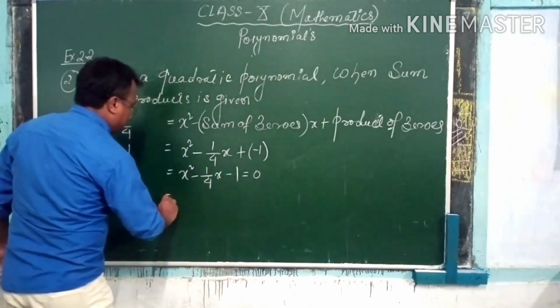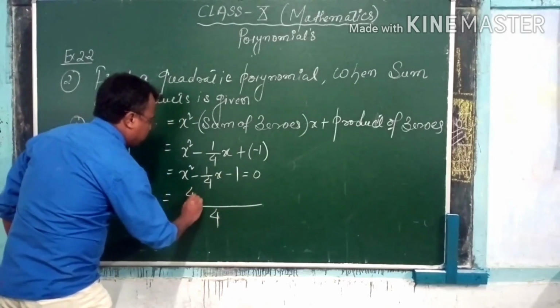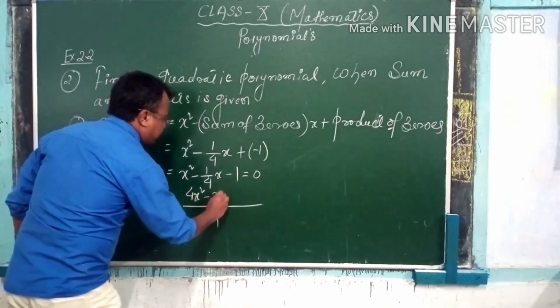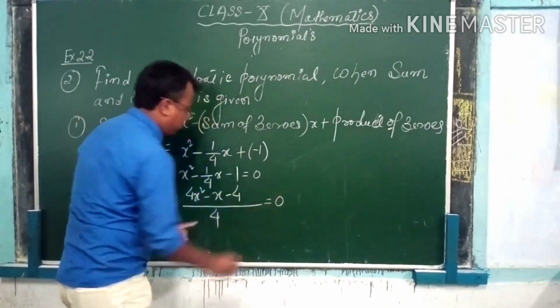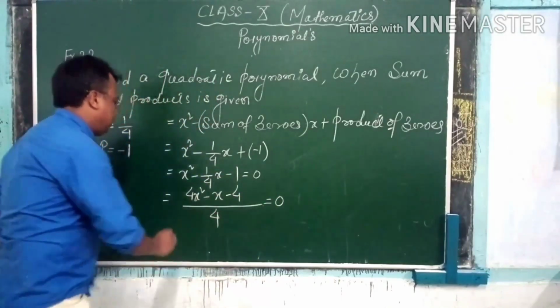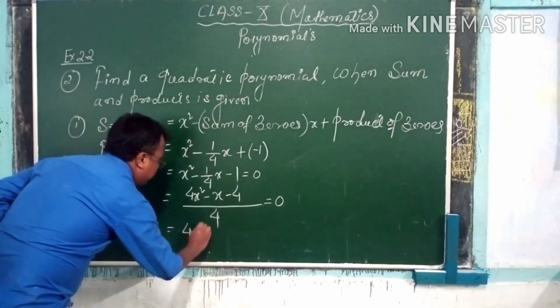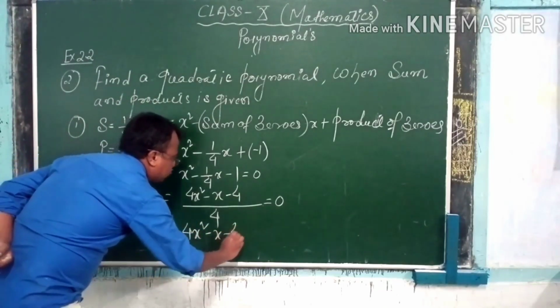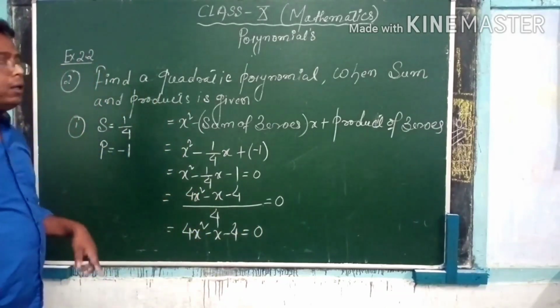Now, 4x square minus x minus 4 is equal to 0. So if you transpose 4 here, it will become 4 into 0, which is 0. So it becomes 4x square minus x minus 4 is equal to 0. Now it becomes a quadratic equation.